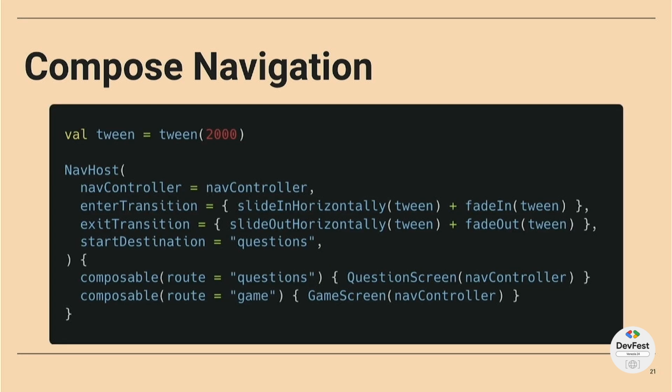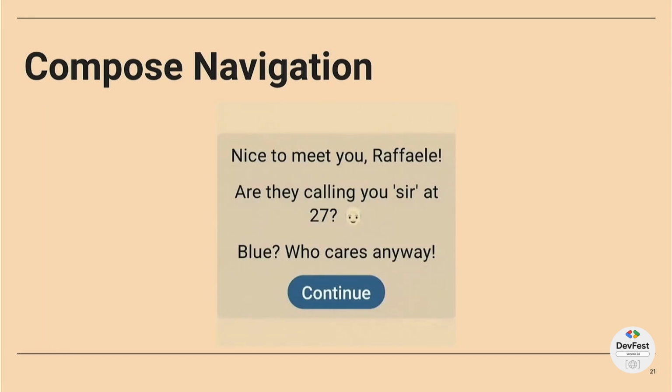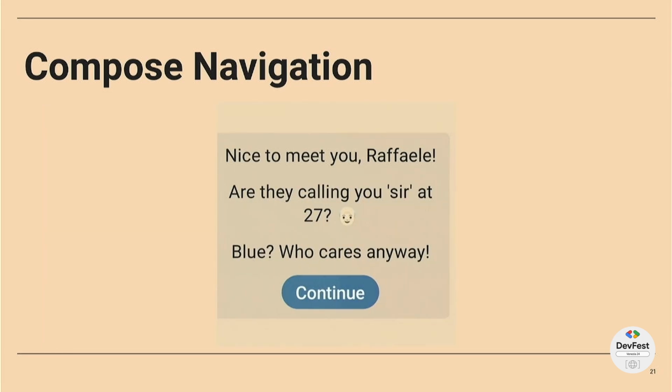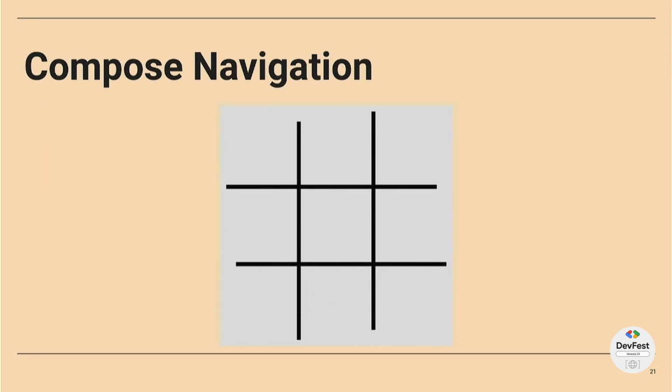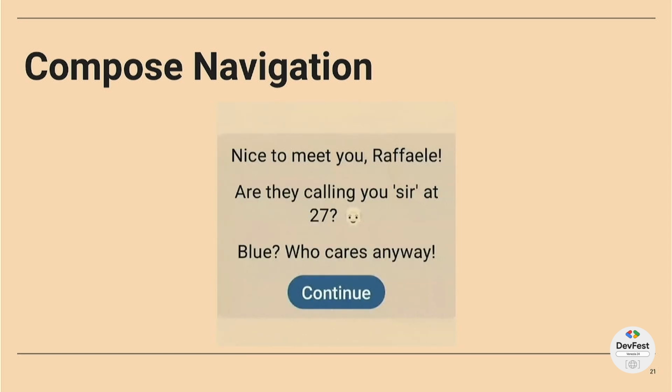To customize the animations, predictably, we just have to fill enter transition and exit transition in the nav host. What I'm doing here, I'm adding to the default fade in, fade out, slide in horizontally, slide out horizontally, which is a kind of animation we see very often in commercial applications. And this is the result. Something we are very used to, I would say.